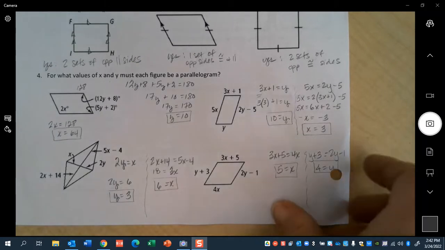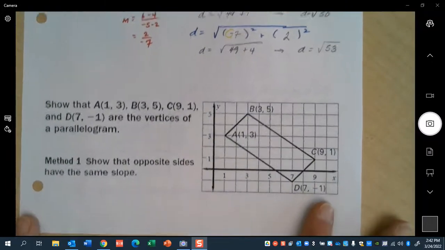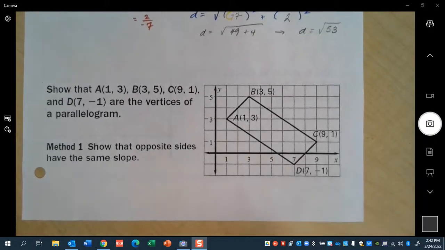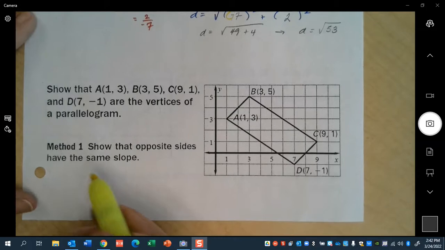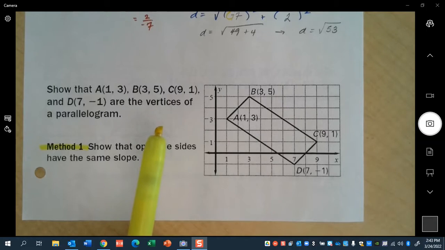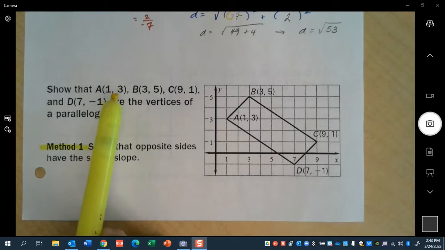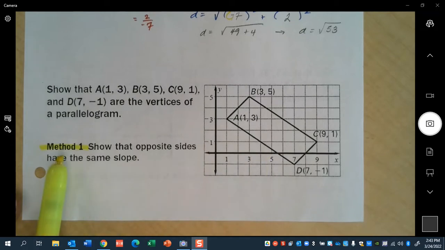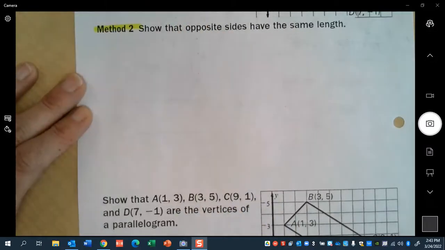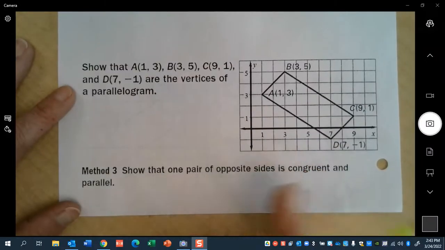All right, last thing for today. I want you to go back to your warm-up. I want you to notice we gave you the same ordered pairs and the same picture, but we gave you a method 1, we gave you a method 2, and we gave you a method 3.